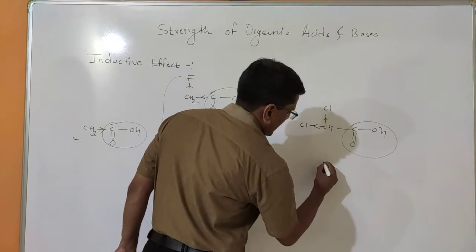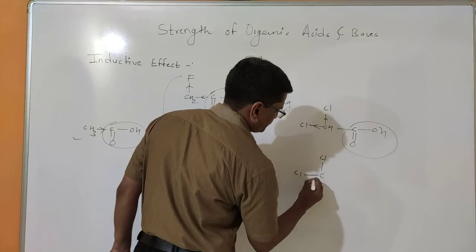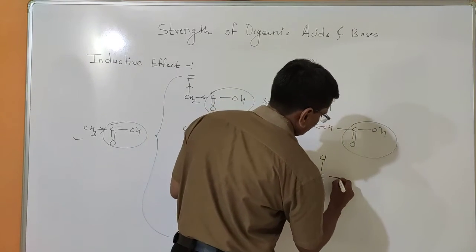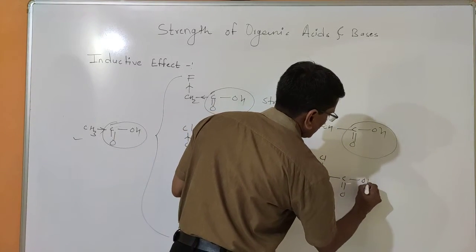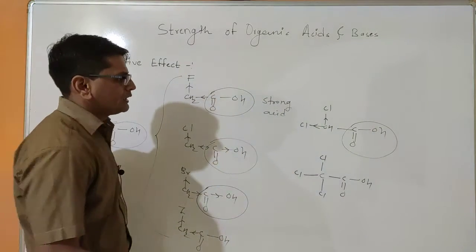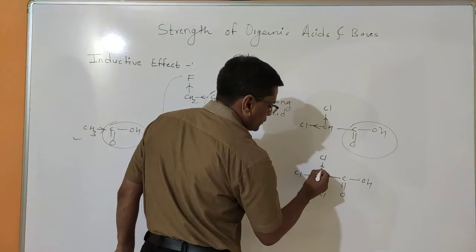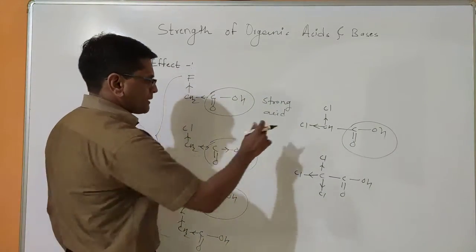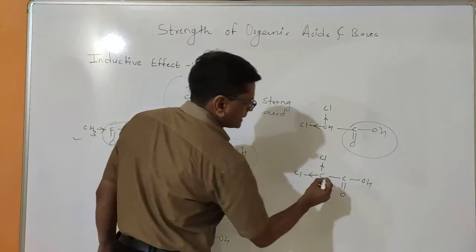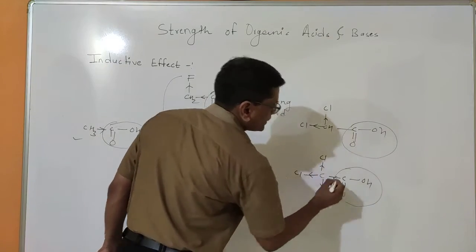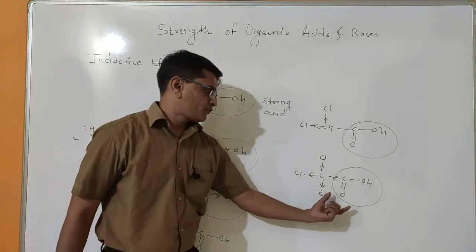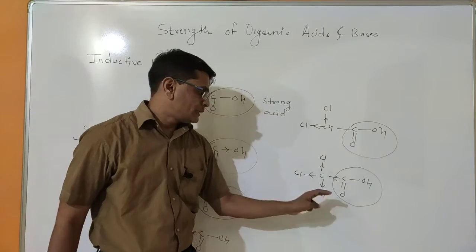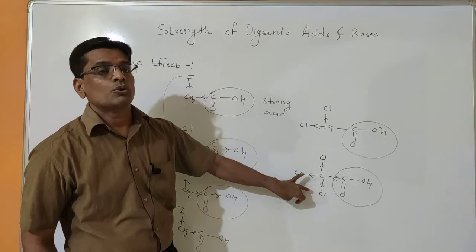Again, we add one more halogen, and when we compare the acidity of this molecule, these three chlorines have a stronger electron withdrawing inductive effect as compared to dichloro and monochloroacetic acid. Due to that, electron density decreases at the carboxyl center, and this becomes the stronger acid, a much stronger acid.